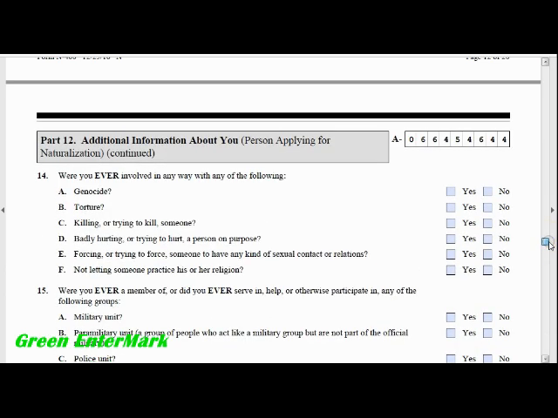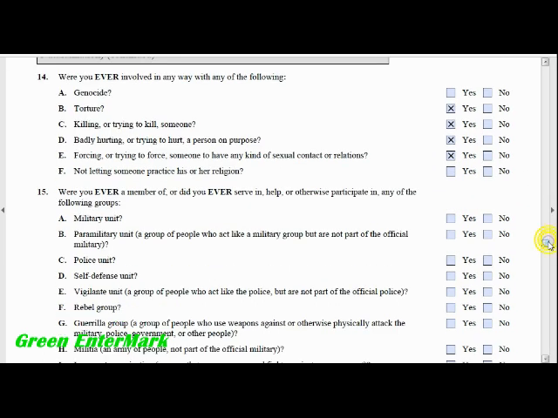Now, let's continue. Were you ever involved in any way with any of the following? Genocide, torture, killing, trying to kill someone, badly hurting or trying to hurt a person on purpose. These are all illegal acts. So you have to mention what you did. If you say yes, you have to mention why, when, and all the details. Okay.